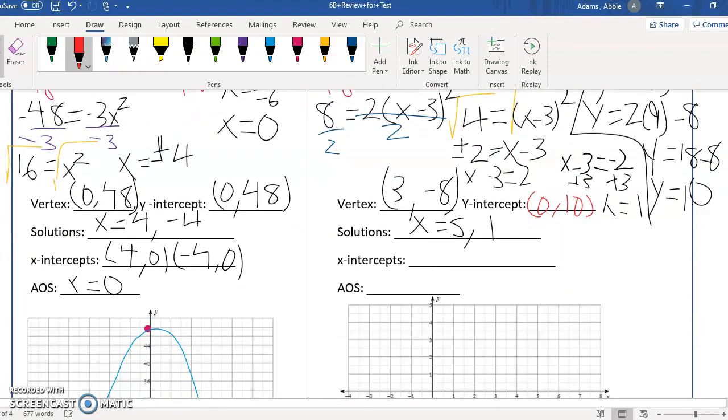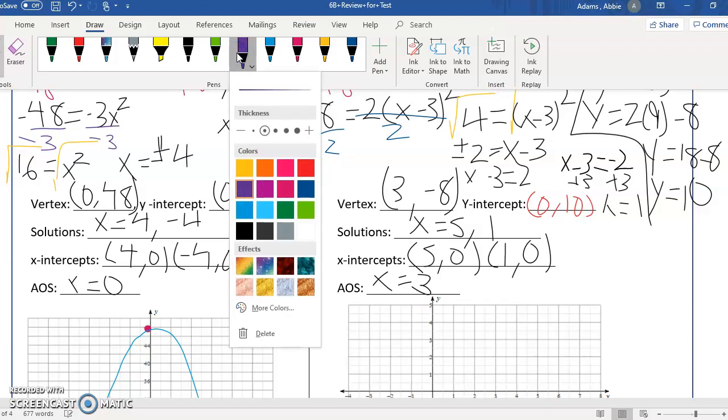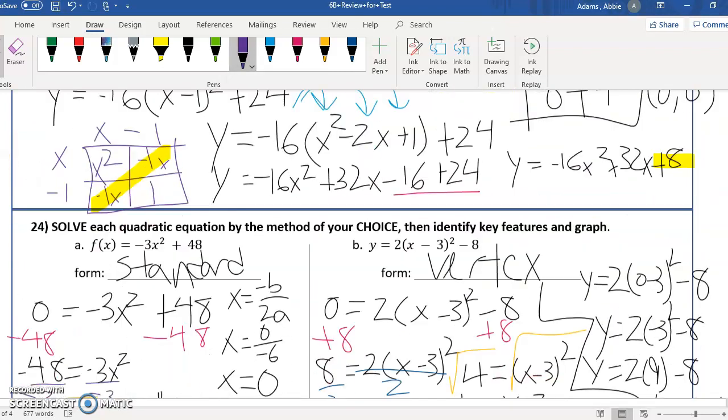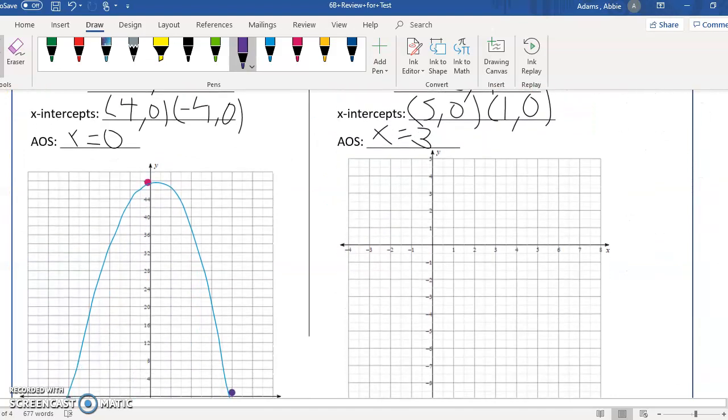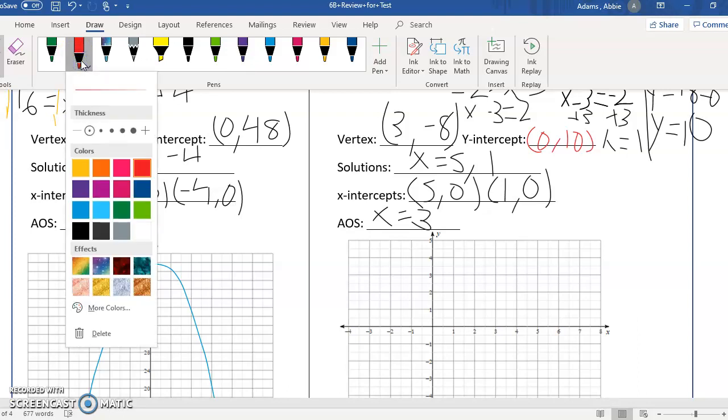And if I'm writing out my x-intercepts, they're just going to be one at (5, 0), one at (1, 0). And your axis of symmetry is just the x value of your vertex, so that's when x equals 3. Okay, let's graph these points. So my vertex is at (3, negative 8). So I'm going to go to the right 3, down 8. So it's right about there. There's my vertex.